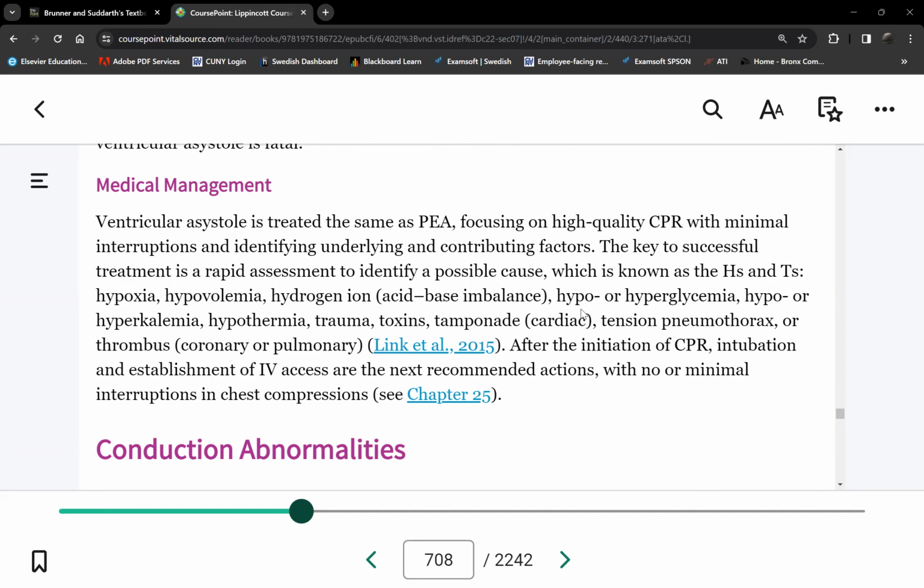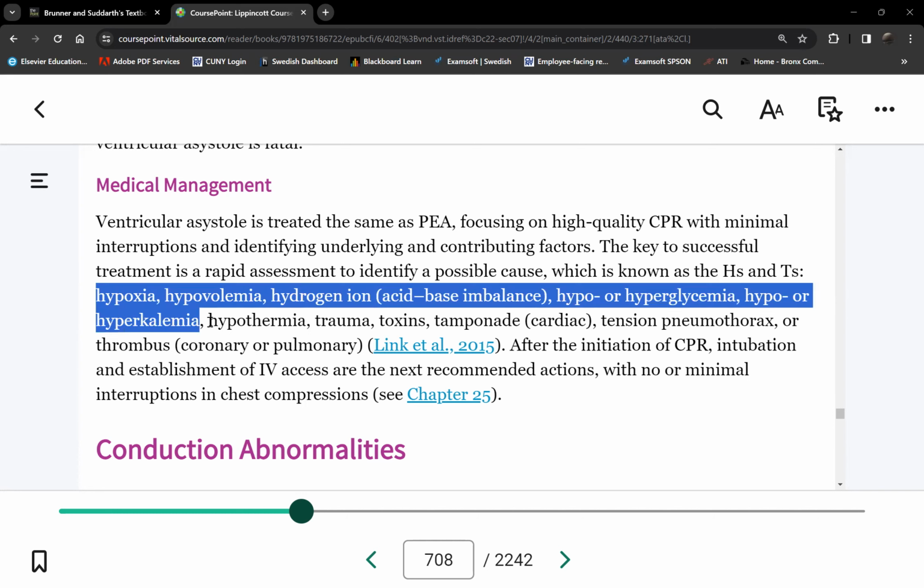All right, are we okay? So please do chest compressions, call a code, chest compressions. That's the only difference: no shock, because it's not shockable. So here are the various causes of asystole.